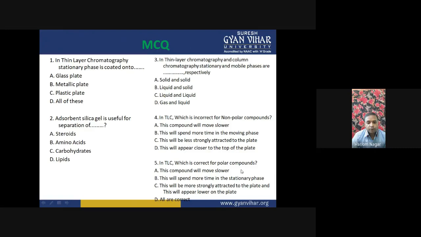In TLC, which is correct for polar compounds? In TLC, polar compounds will interact strongly with the stationary phase, so these compounds will move slower. They will spend more time in the stationary phase, be more strongly attracted to the plate, and appear lower on the plate. So these polar compounds will move slower, while non-polar compounds move faster. But this is the case where the mobile phase is non-polar.